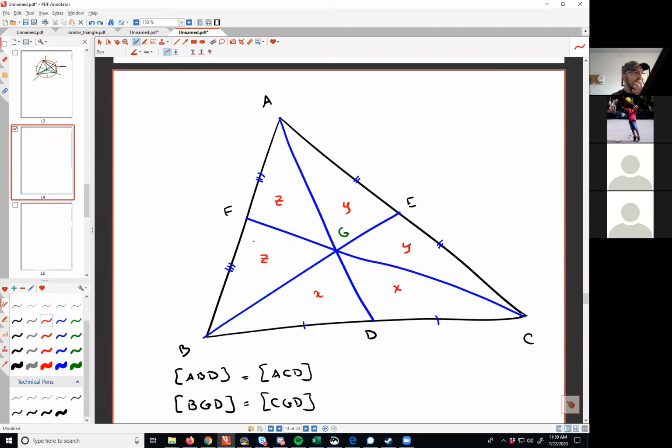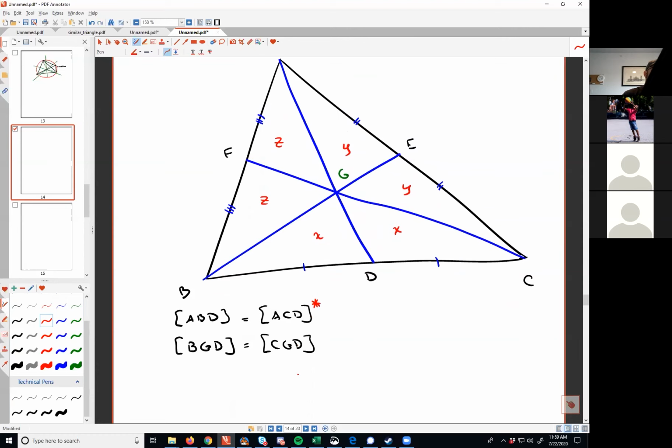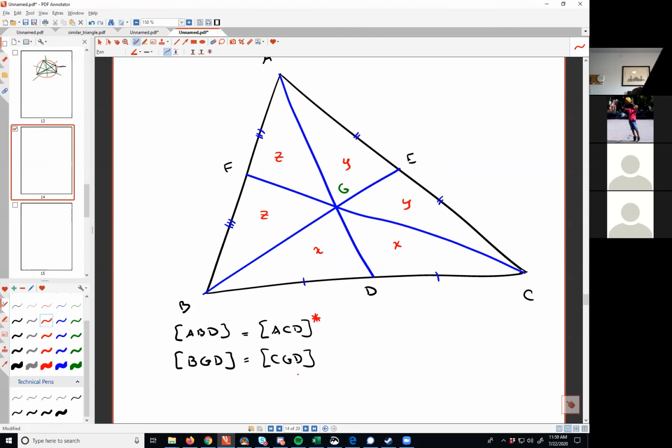Okay, so we've divided this triangle up into 6 different areas. But you know what we haven't used yet was the very first triangle. I can't remember who mentioned that one first, but let's take a look at those equal areas in terms of these variables. One of those triangles has area x plus 2z, and the other one has area x plus 2y.